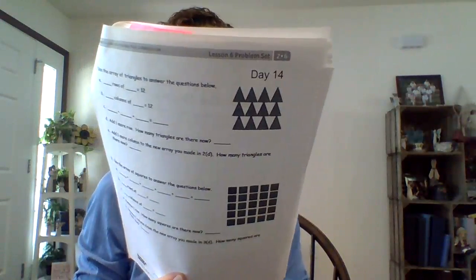Now back here, I see an array of triangles, and then I see some questions. Your colors will probably help you here because I see that it's bouncing back and forth with rows and columns. I want you to remember that rows, row your boat, go side to side. Row your boat back and forth, okay, left to right. Columns go up and down, okay?